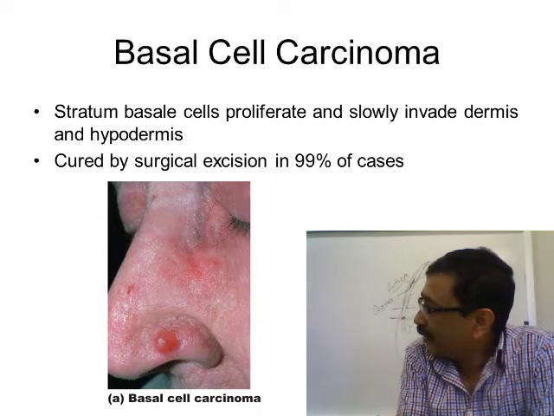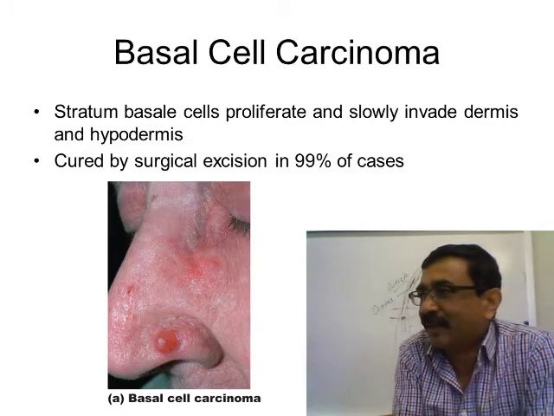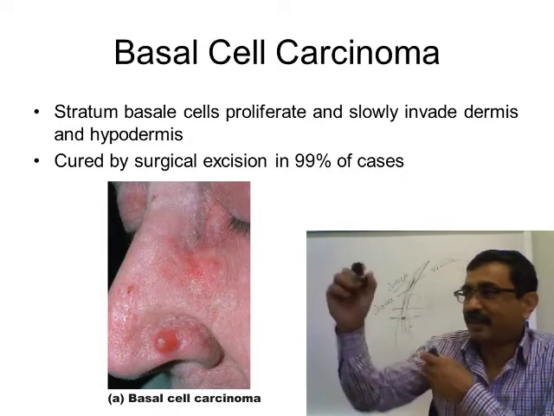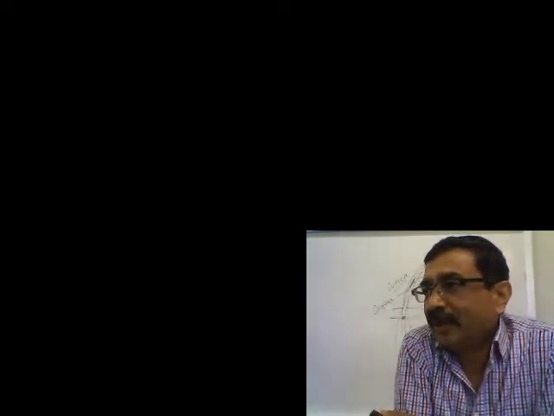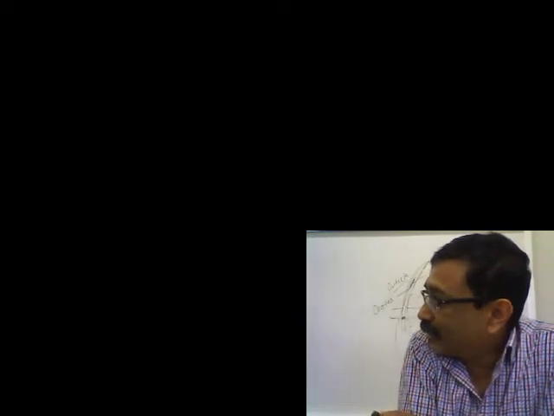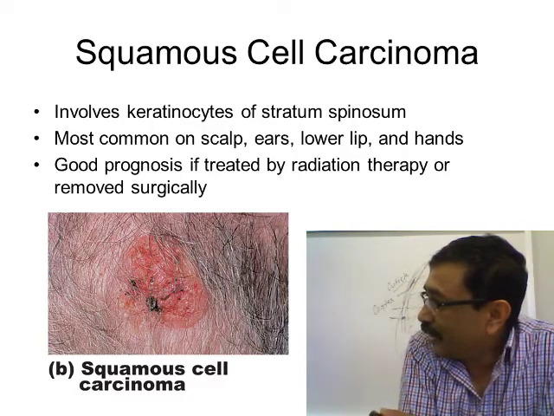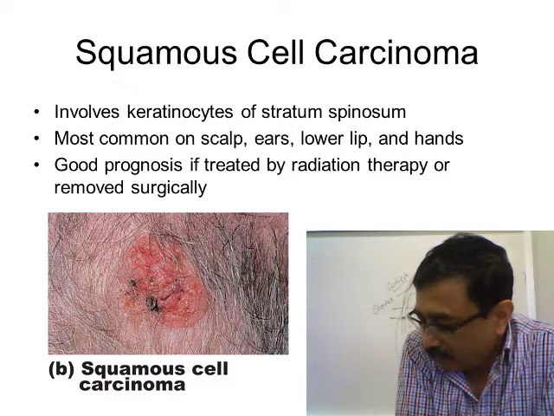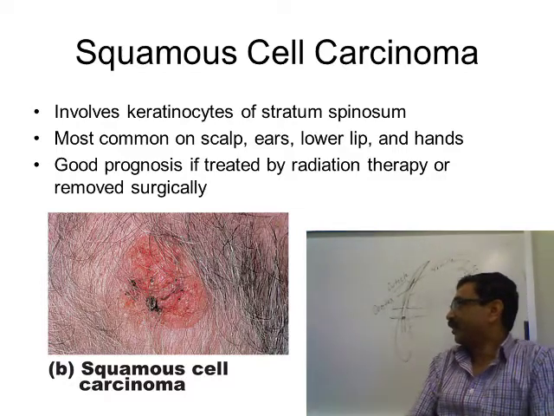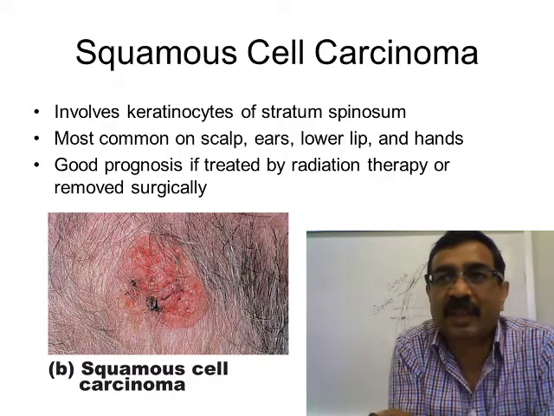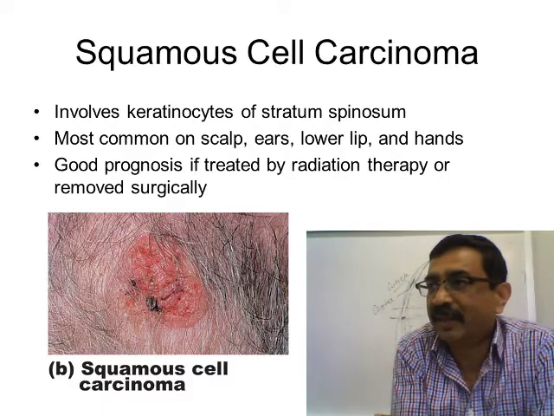Squamous cell carcinoma involves keratinocytes in the stratum spinosum. You must remember the layer, spinosum, the cells have spikes, right? So if those cells start to proliferate abnormally, that leads to squamous cell carcinoma. Those are keratinocytes, keratin producing cells. It is mostly seen in certain areas: scalp, ears, lower lip, and hands. Good prognosis if treated by radiation and removed surgically. So you can remove it surgically, or you can apply radiation to kill the abnormal cells.